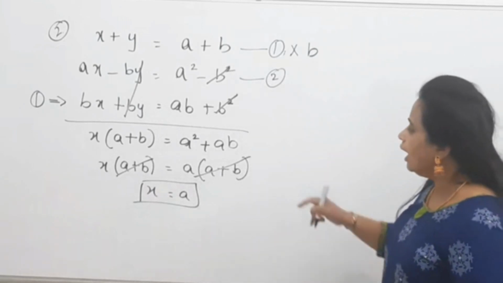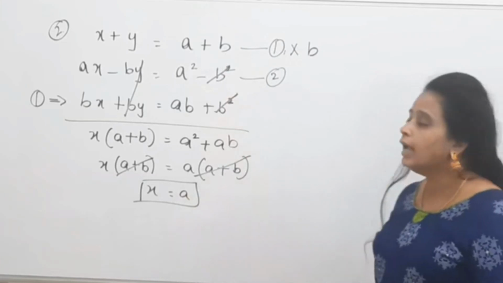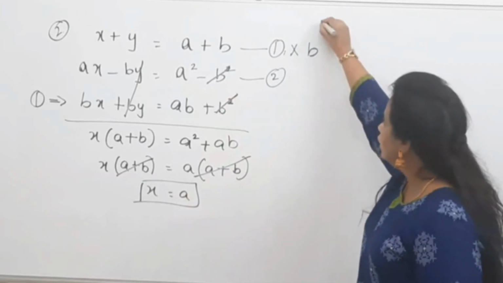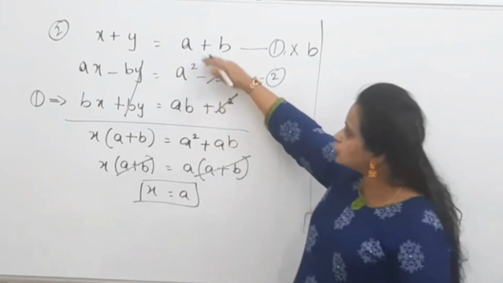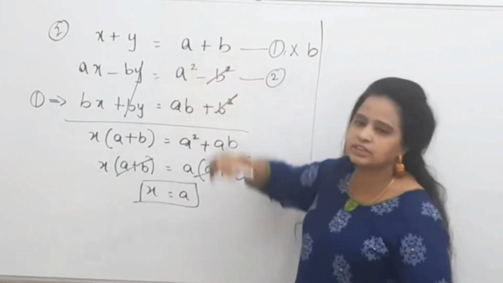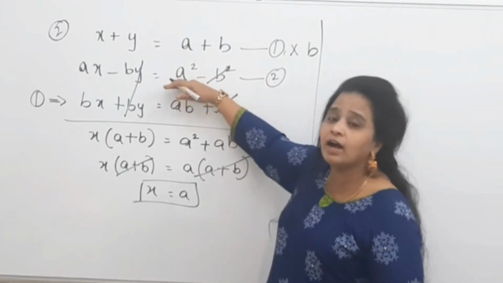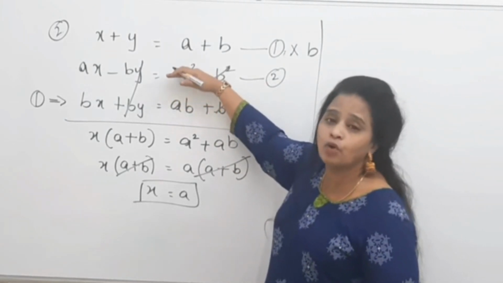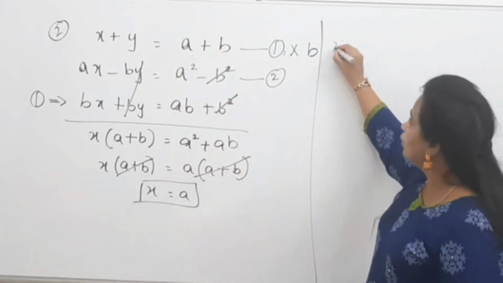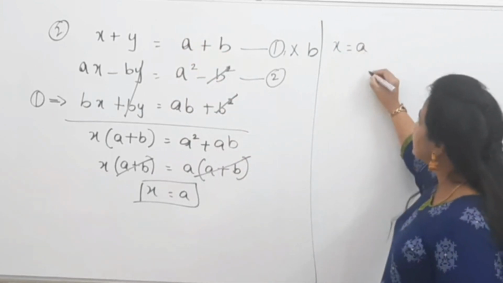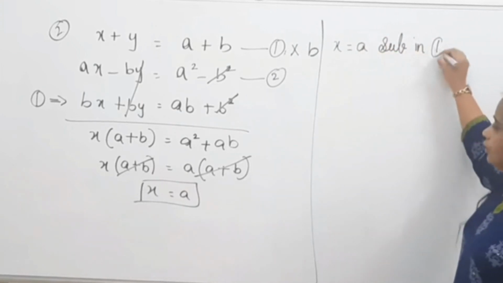So next, this value I will go and substitute in any one of the equations. So I will substitute in my simplest equation. Among these two, the simplest is the first equation. Why? Because to avoid bigger calculation, maybe it goes wrong. So I would substitute in my first equation x is equal to a. So you will write x is equal to a, substitute in the first equation.